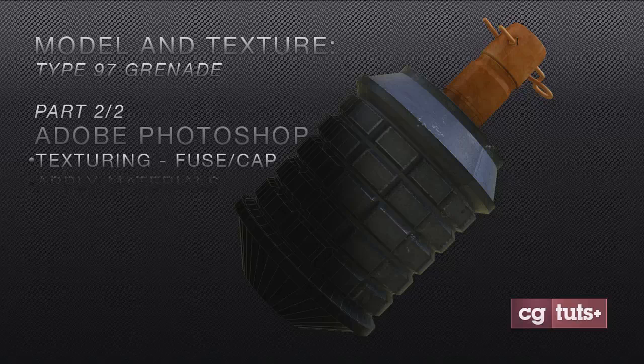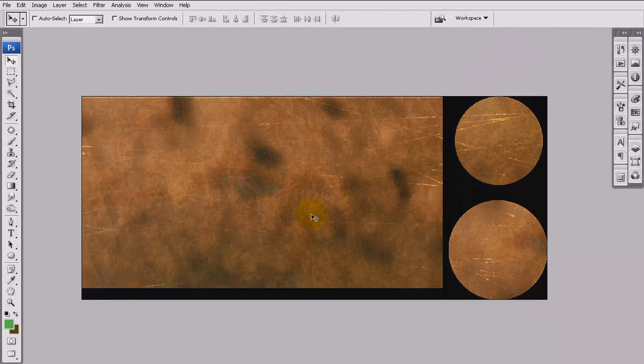The reason this half of the tutorial is an overview is because it's the exact same techniques we used in the last video, only on a much smaller scale. The Photoshop files will all be detailed and labeled so you can open them up and examine them whenever you want. Okay, let's look at the fuse cap and fuse textures.